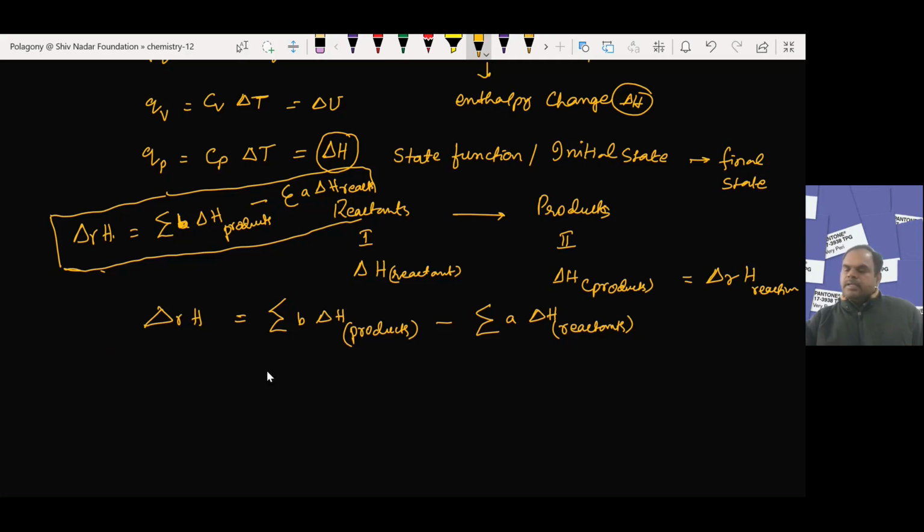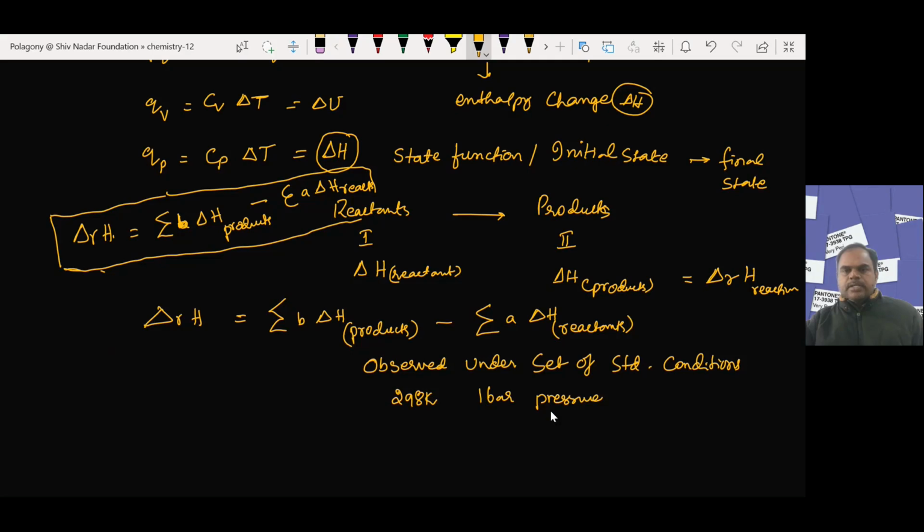If this enthalpy change is observed under a set of standard conditions, then it is the standard enthalpy change of reaction. What are the standard conditions? The standard conditions are 298 Kelvin temperature and 1 bar pressure: constant pressure of 1 bar, and 298 Kelvin or 25 degrees Celsius temperature. Then it is what we call the standard enthalpy change of reaction.